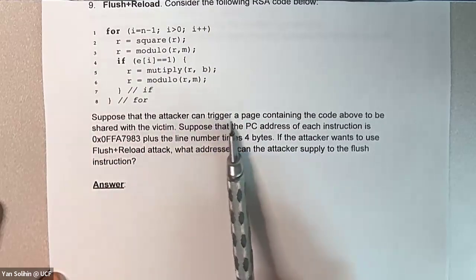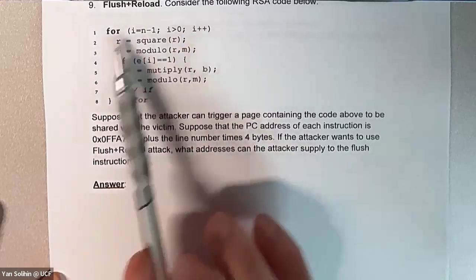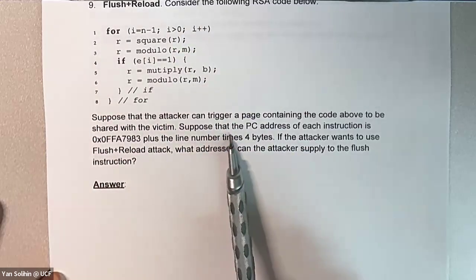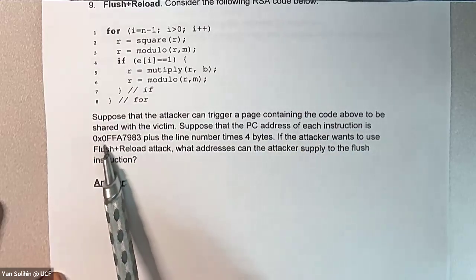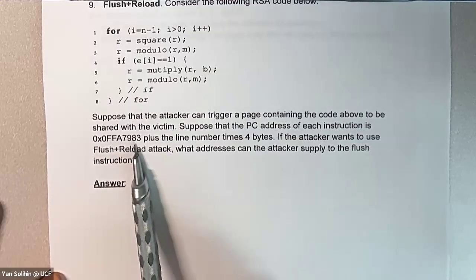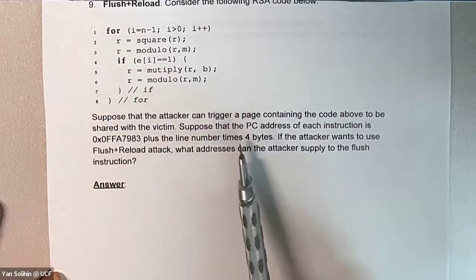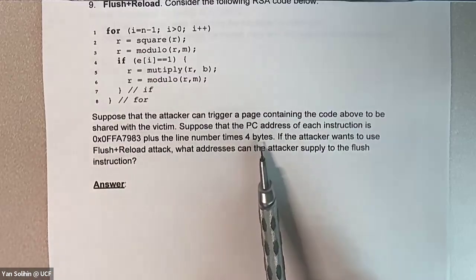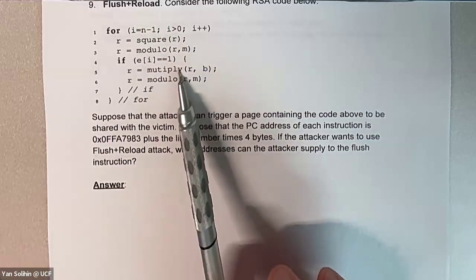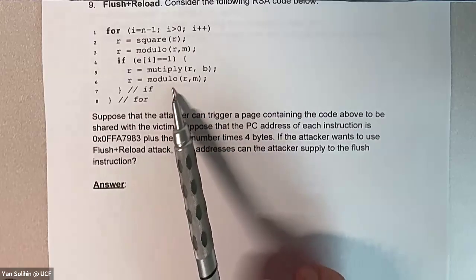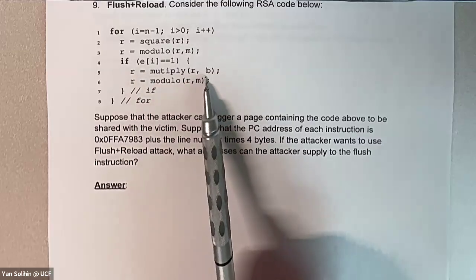Suppose the attacker can trigger a page containing the code above to be shared with the victim. So the code here is shared with the victim. Suppose that the program counter address of each instruction is hexadecimal 0FFA7983 plus the line number times 4 bytes, and suppose each instruction is 4 bytes. Obviously this is a simplification, because these are statements and some of them are function calls, but for simplicity we assume each of these is a single instruction.